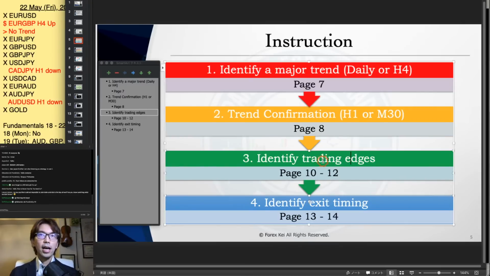Okay, and if I don't run profit, if the market goes backwards after I take positions, then I will think about the exit timing, which I also introduced in this PDF.